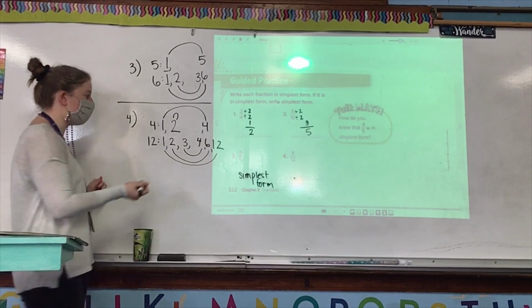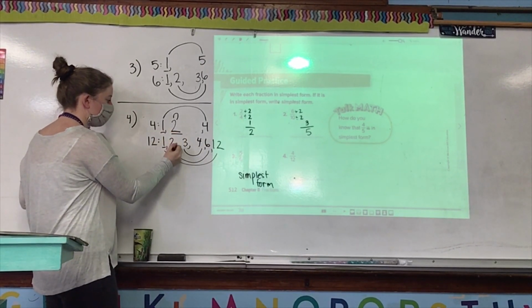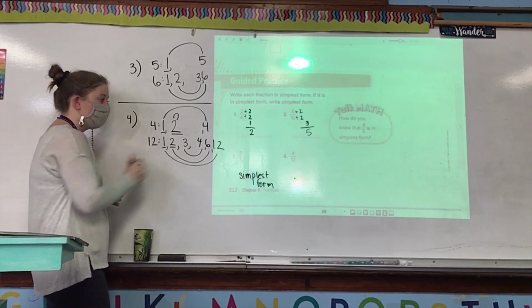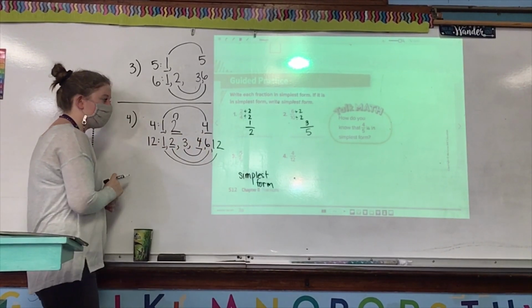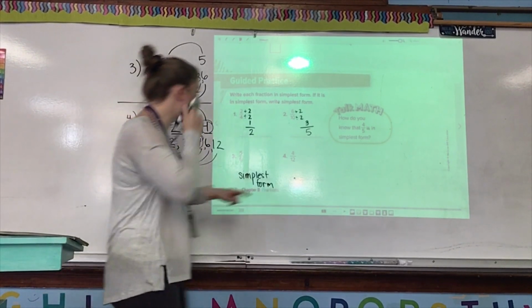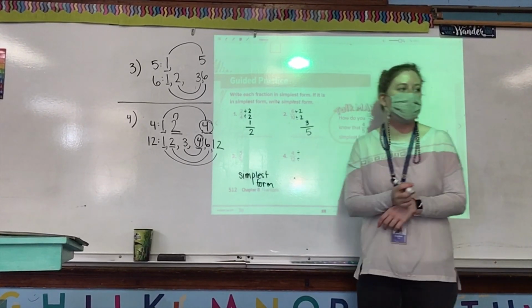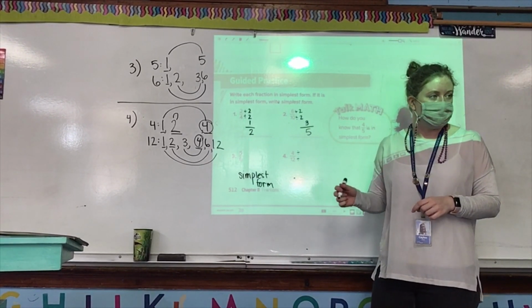Okay, what are the common factors? 1, 2, and 4. What's the greatest common factor? 4. So we have to divide our numerator and our denominator, each by our greatest common factor, which is 4.